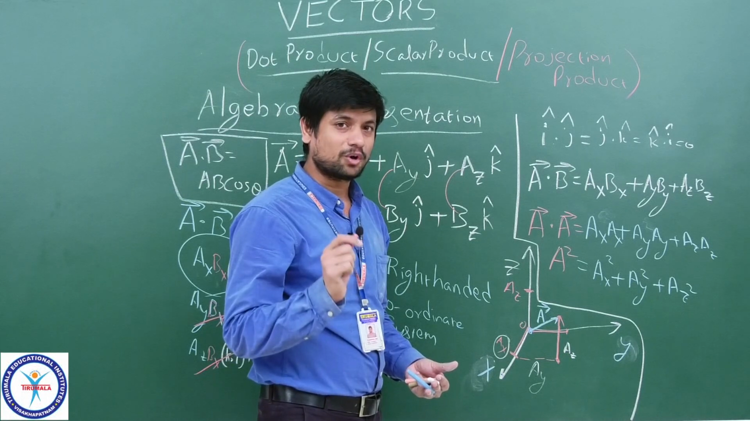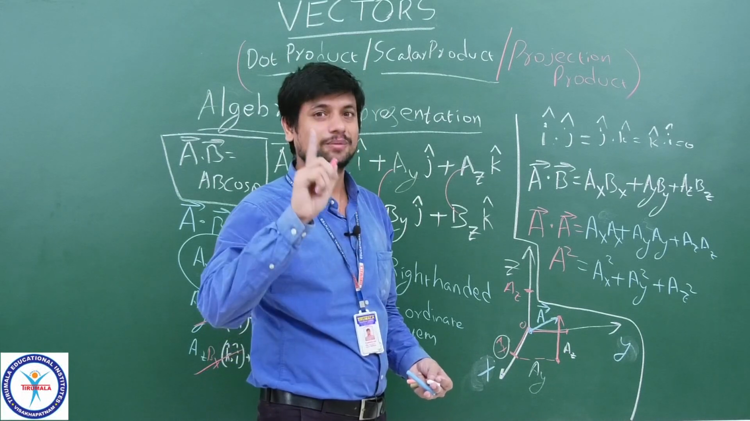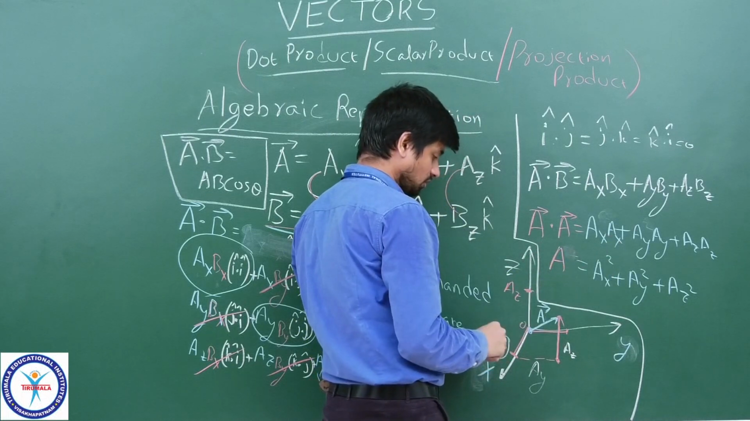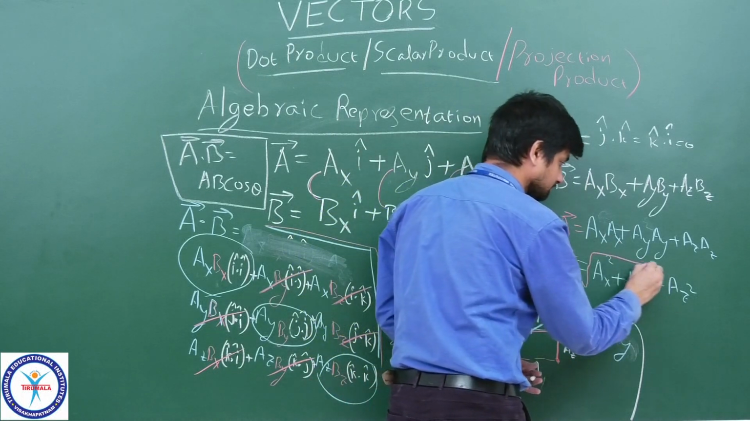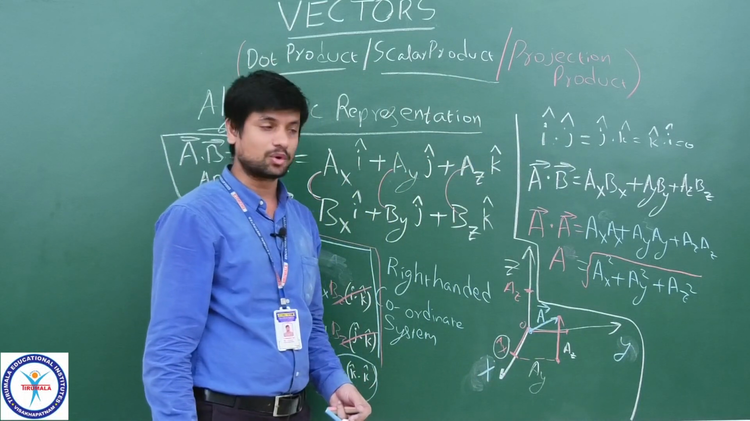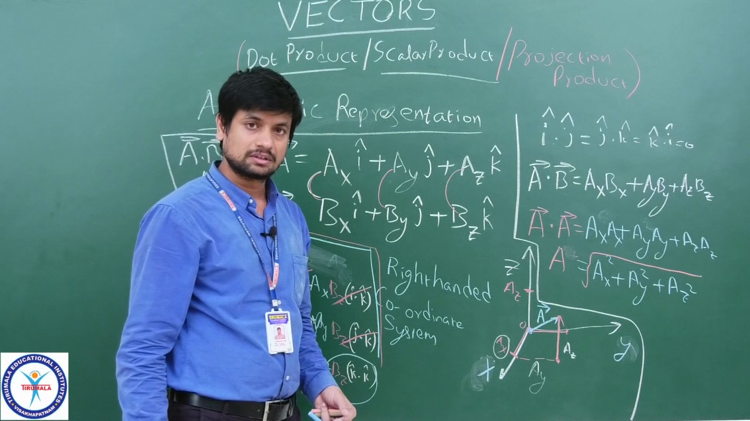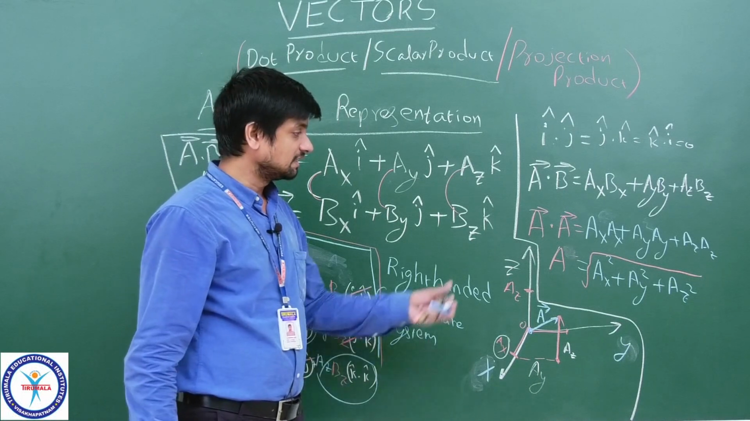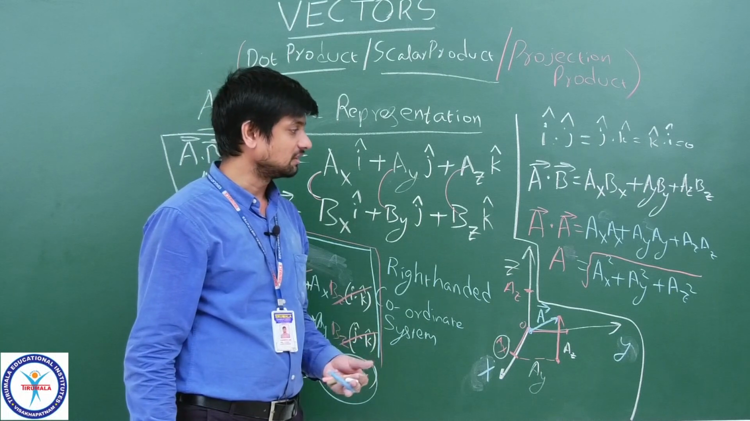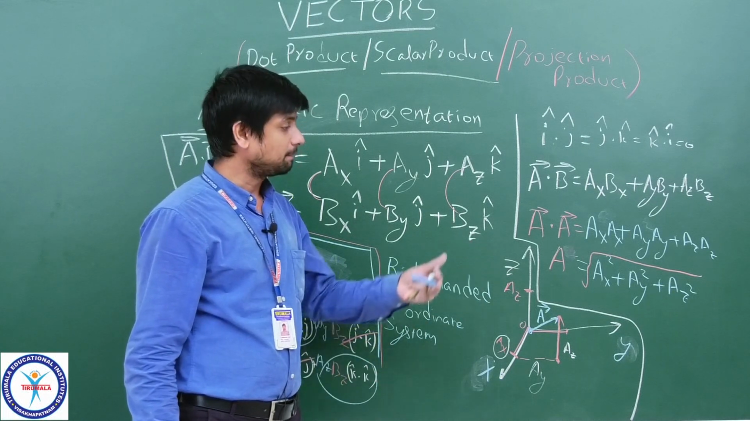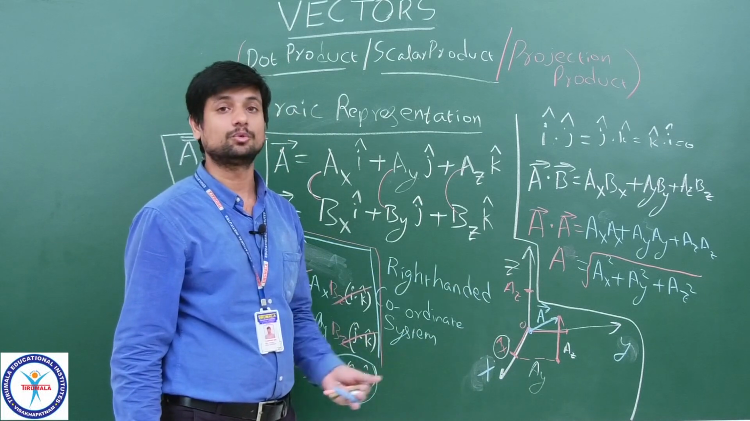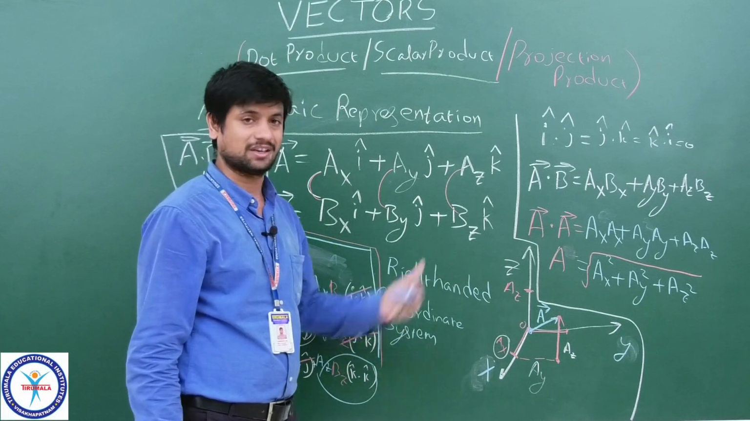But what do I want here? The magnitude of the A. So if you send this square to that side, you will get the answer in this way. A equal to the magnitude of the vector A equal to the square root of x coefficient plus j coefficient plus k coefficient. Square them and add them. That gives you the magnitude of that given vector.